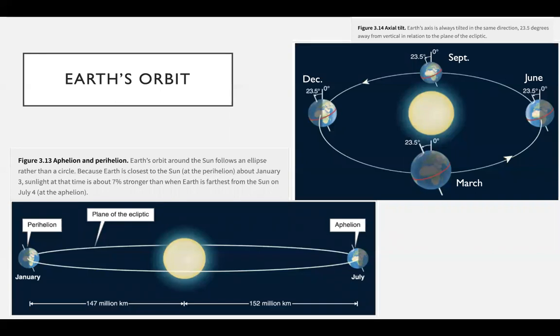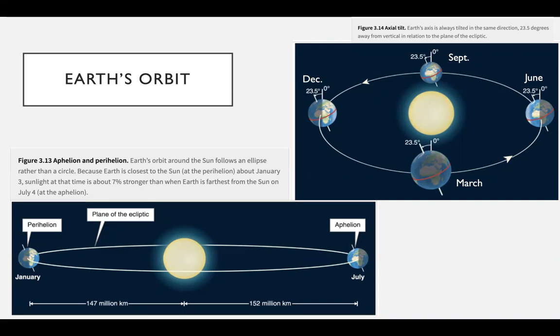Earth's orbit is not completely a circle, it's an ellipse. So it has a perihelion, which is the shortest distance from the Earth to the sun, and that occurs in January. And then the aphelion is the greatest distance between the sun and the Earth, and that happens in July. So that also affects how intense the solar radiation is coming from the sun.